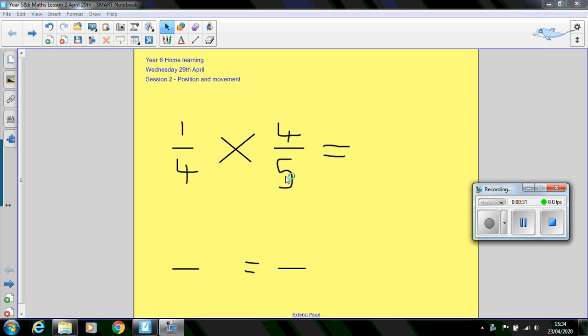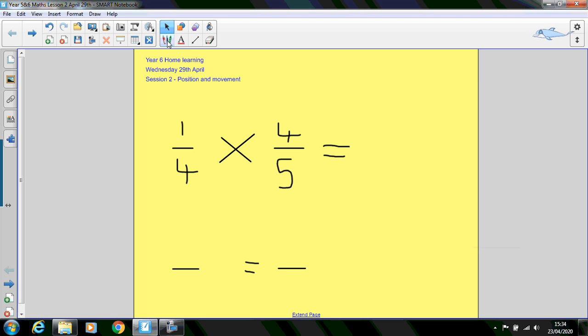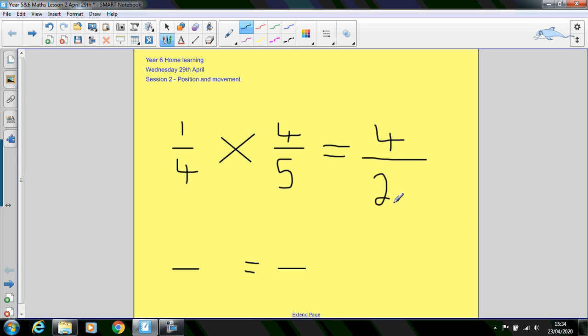And when we did it visually in the winter term, that's what we would have said. But today we're going to look at the system we use to solve it, which is to multiply the numerators together, 1 and 4, and the denominators together to get the answer. So very simply, 1 multiplied by 4 equals 4, and then 4 multiplied by 5 equals 20.